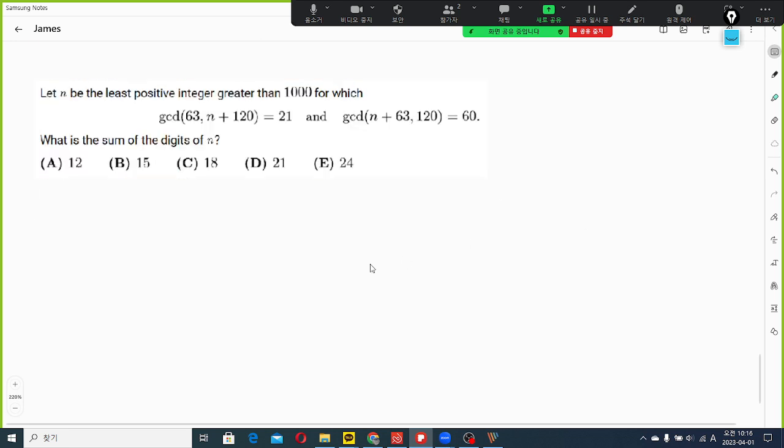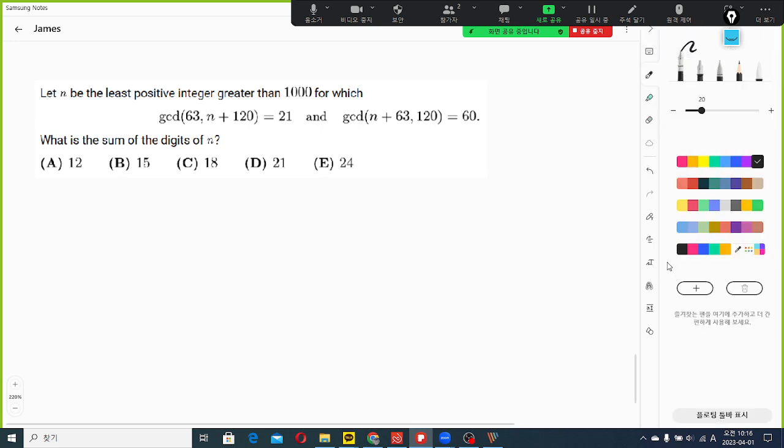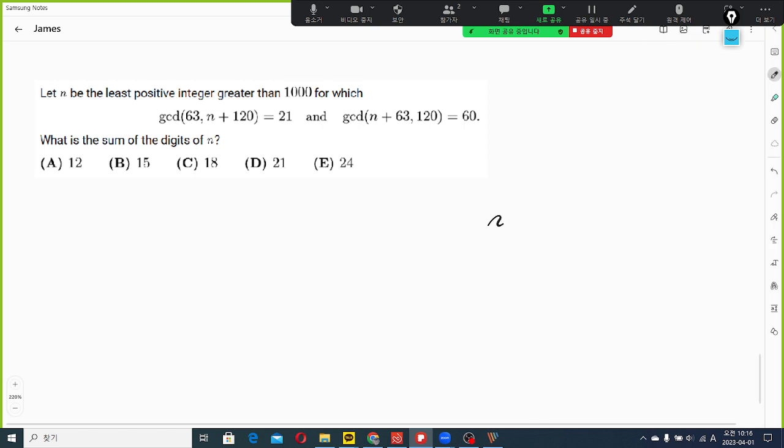So in this problem, the GCD means the greatest common factor. And the property is that if the greatest common factor between A and B is, let's say, M, and we add these two numbers, the GCF doesn't change. So I'm going to use this property.